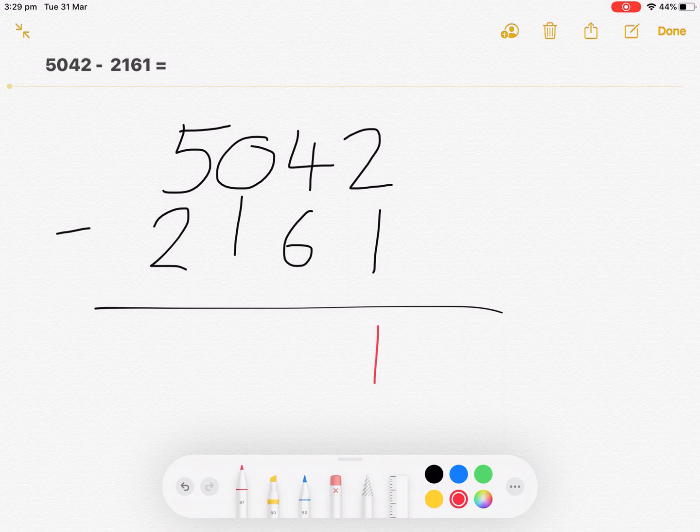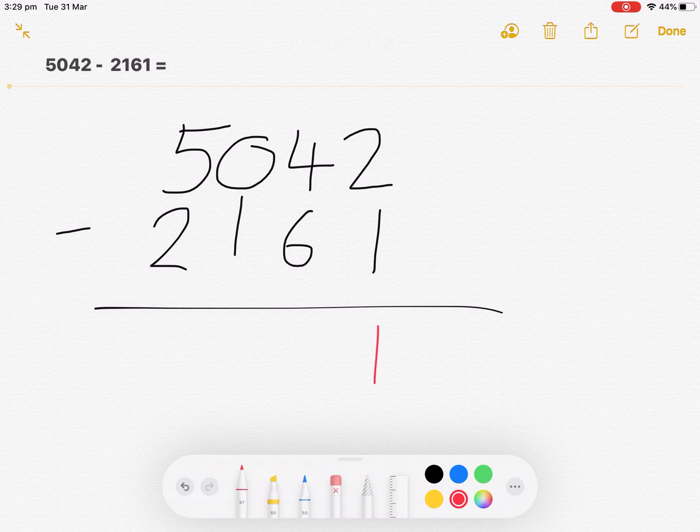Right, 4 tens take 6 tens. Can't do that. Now, this is where we run into a little bit of trouble. Normally, we would go over to our hundreds, but as you can see in this number, there is no hundreds. So it's like we're going to have to do a double borrow.